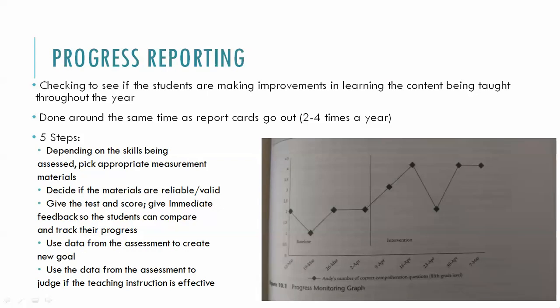Progress reporting is to check and see if the students are making improvements throughout the year. This is done around the same time as report cards, so about 2 to 4 times a year. There's 5 steps. Depending on the skills being assessed, teachers need to pick appropriate measurement materials, then decide if the materials are reliable or valid. Give the test and score it, but make sure you give immediate feedback so the students can also compare and track their progress. Use data from the assessment to create a new goal and to judge if the teaching instruction is effective. The picture shown is showing one way to progress monitor over a few months.